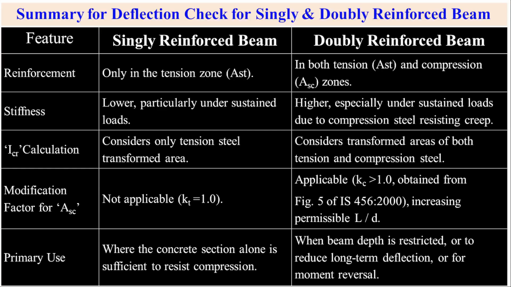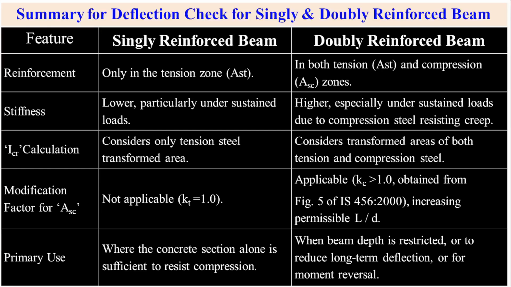For singly reinforced beams, this calculation considers only the tension steel's transformed area. But for doubly reinforced beams, it considers the transformed areas of both tension and compression steel. This is a significant difference. Then we have the modification factor for ASC. For singly reinforced beams, this factor is not applicable, or you can consider KT as 1.0 in this context as there's no compression steel to modify for.